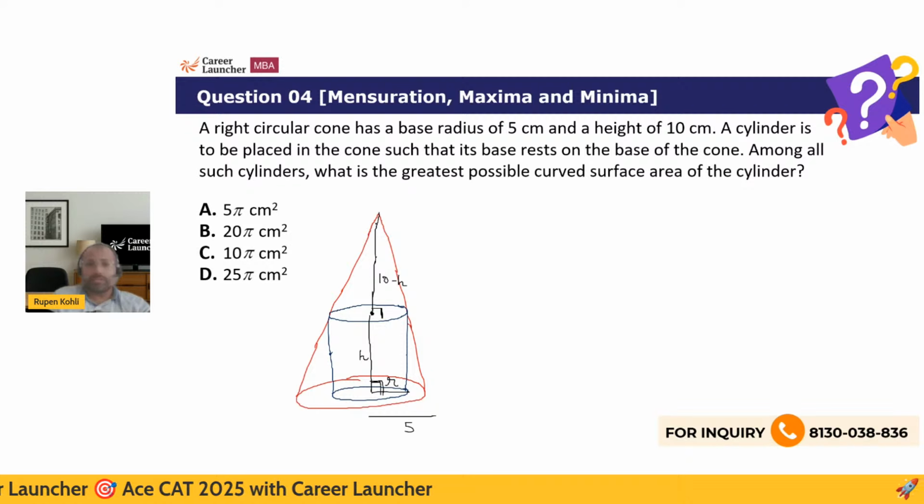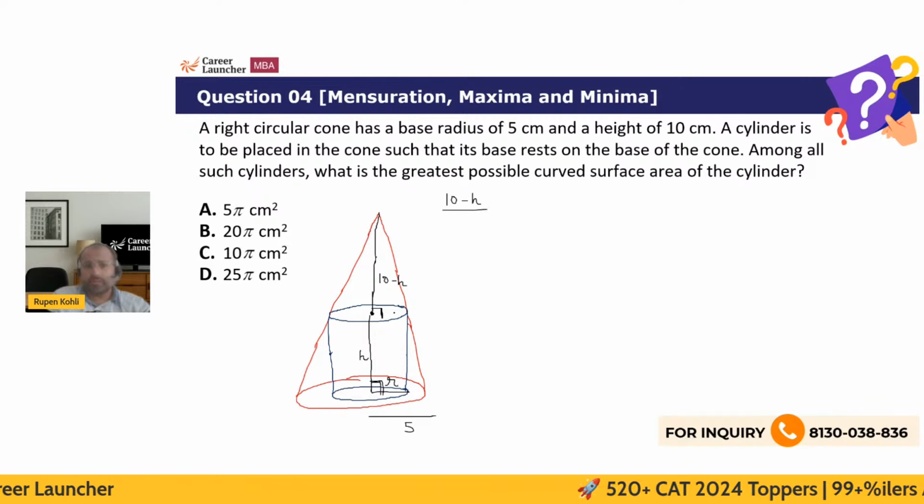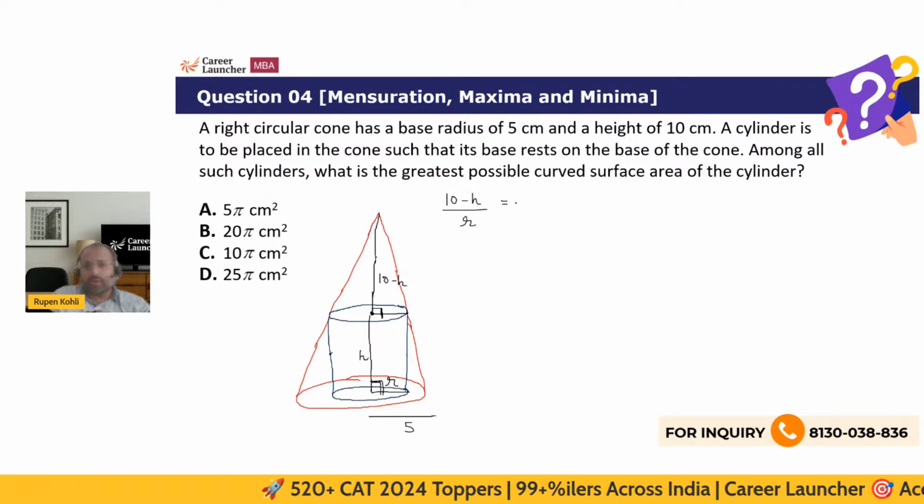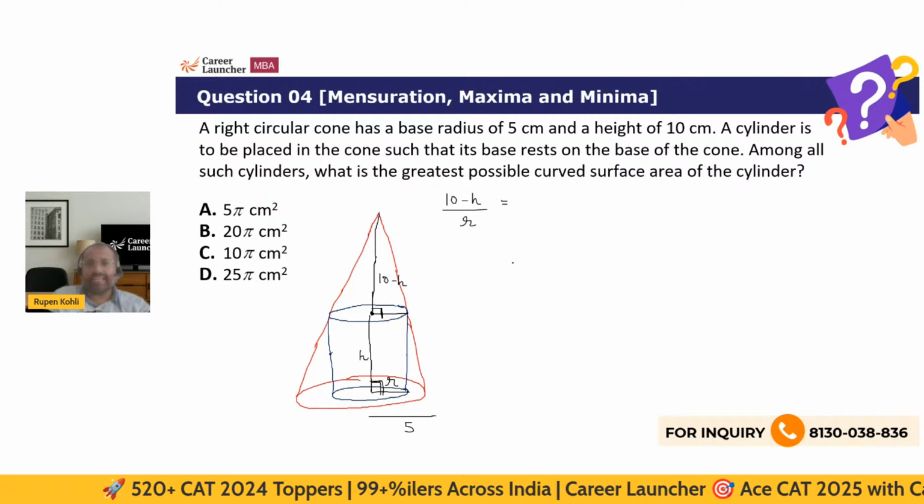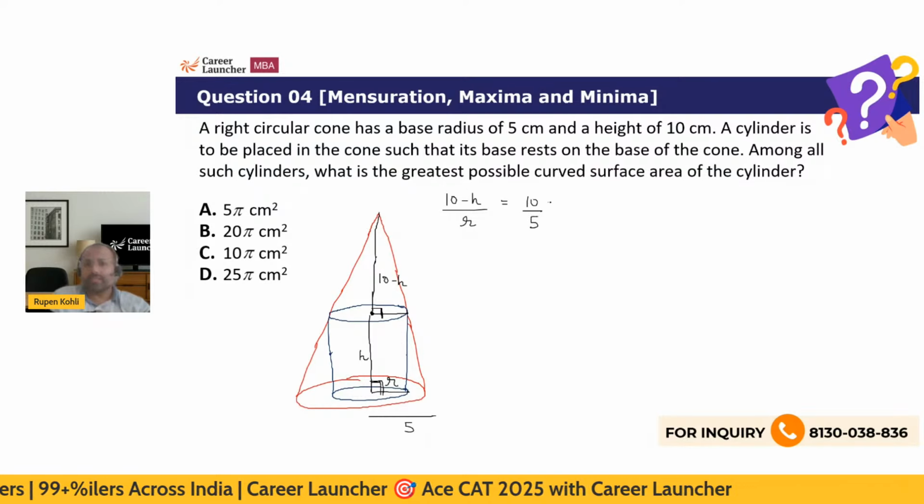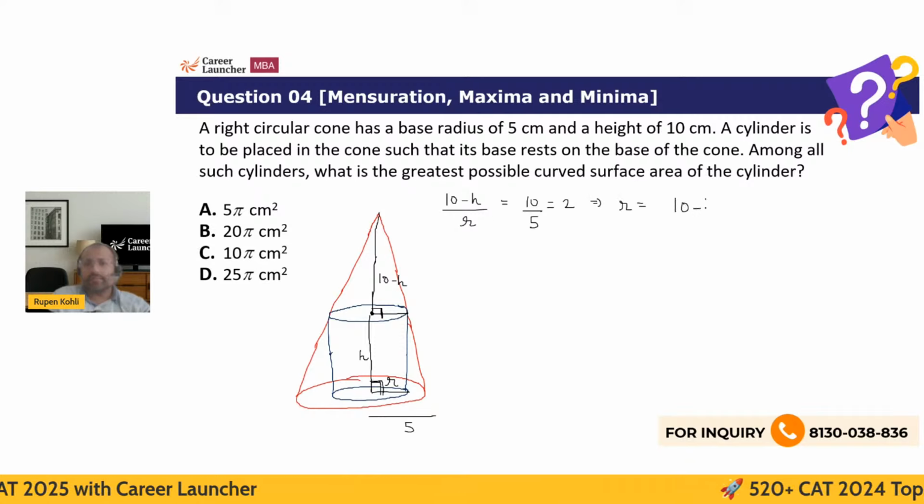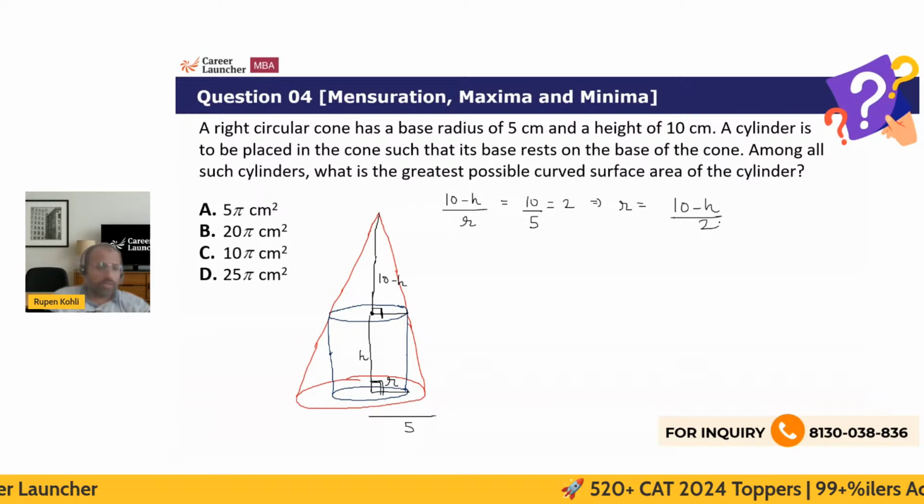So therefore this upper height, which is 10 minus h, over the radius, which is the same r, should be equal to the whole height of 10 over the total radius of the base, 5. So this is nothing but 10 by 5, or 2. So we are getting the value of r in terms of h: r is nothing but (10 minus h) by 2. Right.